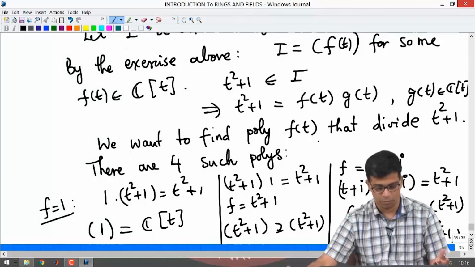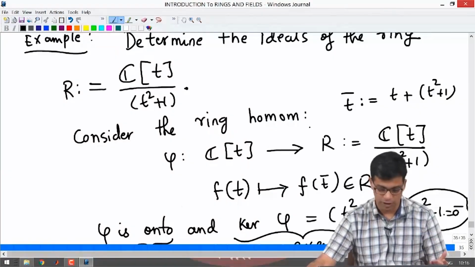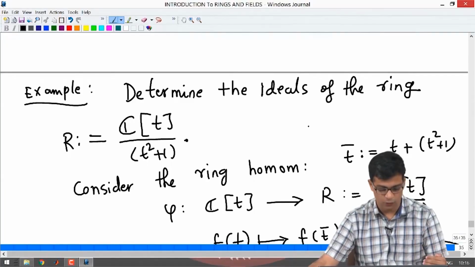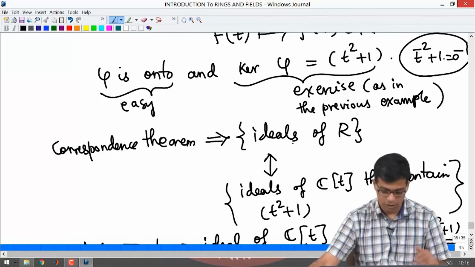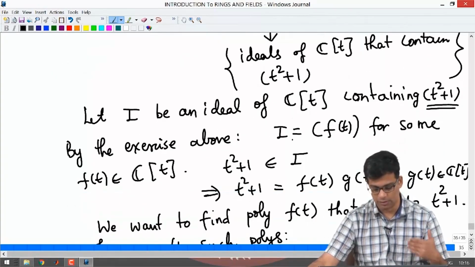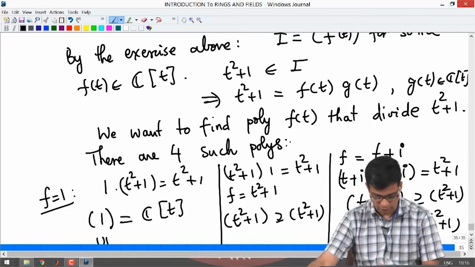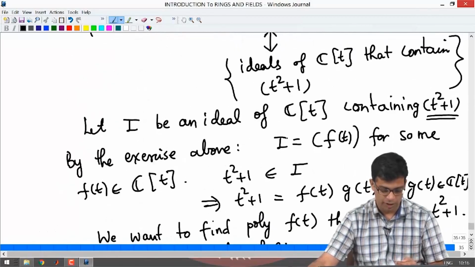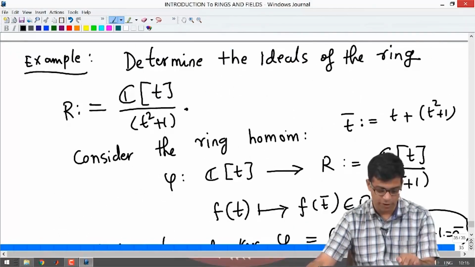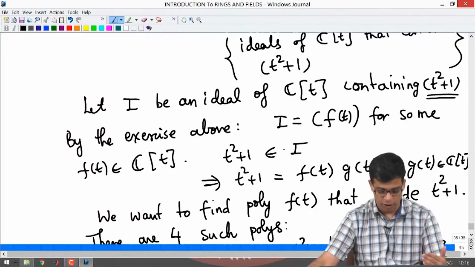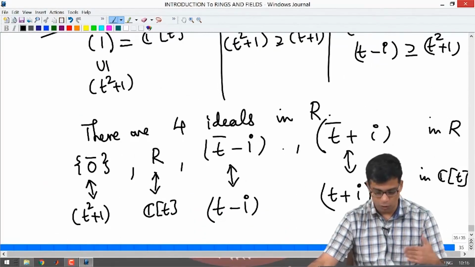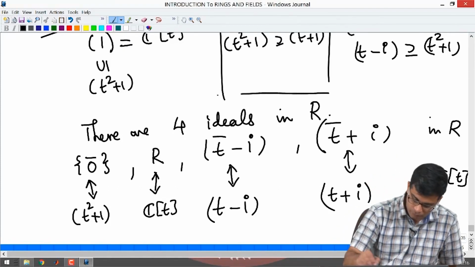R is an infinite ring, of course, R has infinitely many elements, but it has 4 ideals. So, this is again an application of the bijective correspondence result. In order to understand ideals in that ring R, namely C[t] mod t squared plus 1, we have used bijective correspondence and our knowledge about ideals in C[t] to conclude that R has exactly 4 ideals.